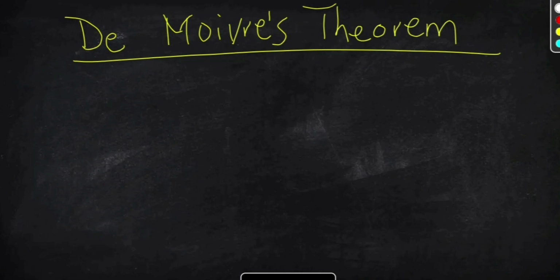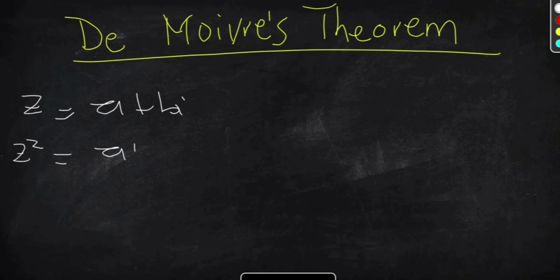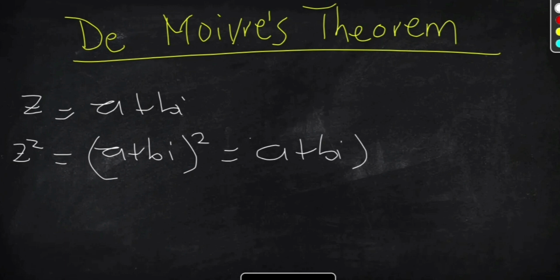Taking the general form of a complex number, let's say z equals a plus bi in rectangular coordinates. If we have z squared, it's easy to compute: a plus bi squared, which is equal to a plus bi multiplying a plus bi.